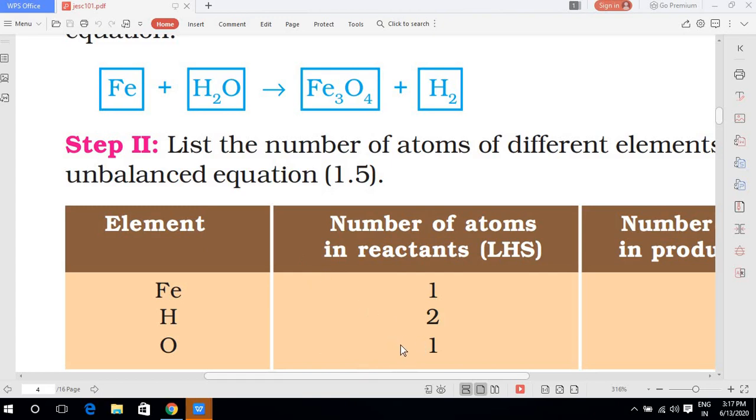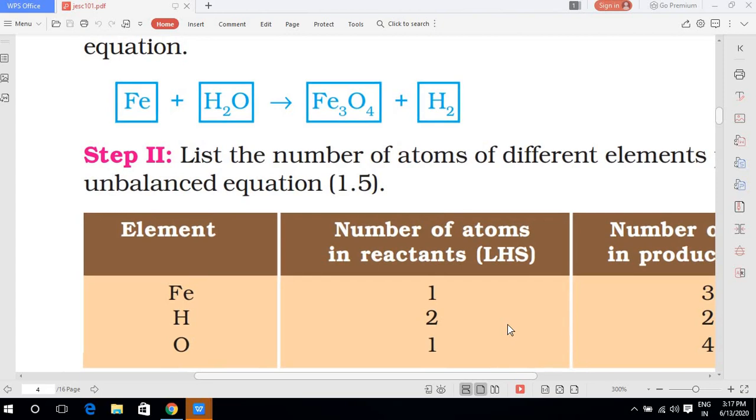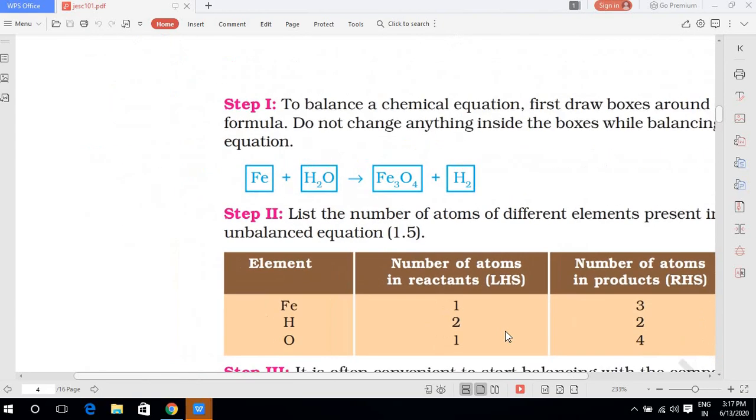Now let's see after the reaction. After the reaction, Fe3 means iron is 3, so we write 3 for iron. Hydrogen is H2, which means two hydrogen, so we write 2. And oxygen O4 means 4, so we write 4 here.